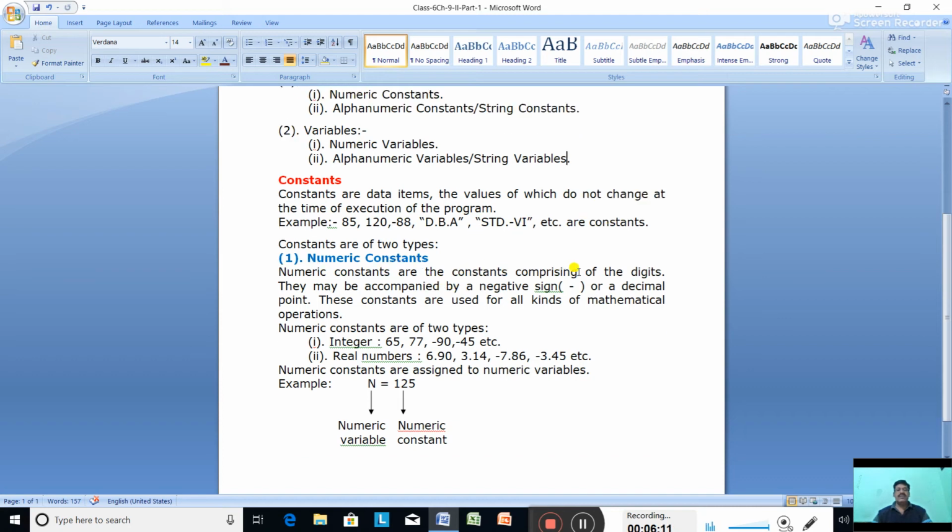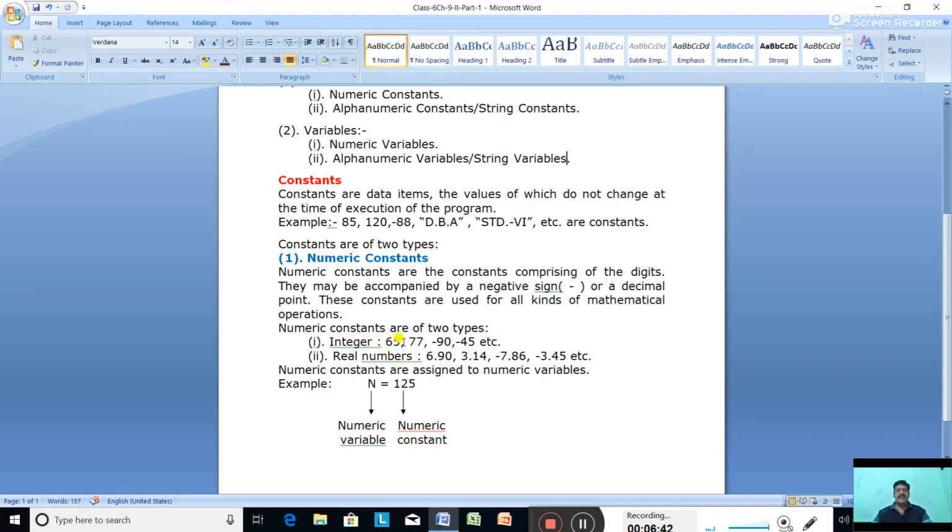Numeric constants are the constants comprising of digits. They may be accompanied by a negative sign or a decimal point. These constants are used for all kinds of mathematical operation. Again, numeric constants are of two types. Numeric constants are of how many types? Two types. Integer means without decimal part, without fractional part. Like 65. 65 is an integer constant.